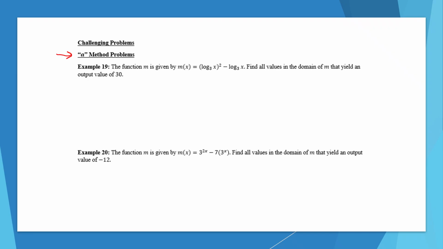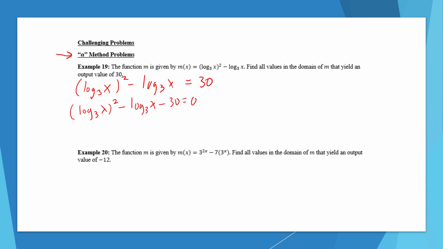So here, I'm going to start with example 19. And looking at this, I'm going to set both equations equal to each other to start. So I should get log base 3 of x squared minus log base 3 of x, and I want to see where does this equal 30. I'm going to subtract 30 from both sides. And then I'm going to replace log base 3 of x with the letter a. So I should get a squared minus a minus 30 equals 0.